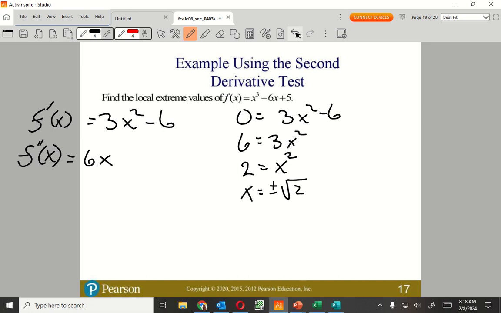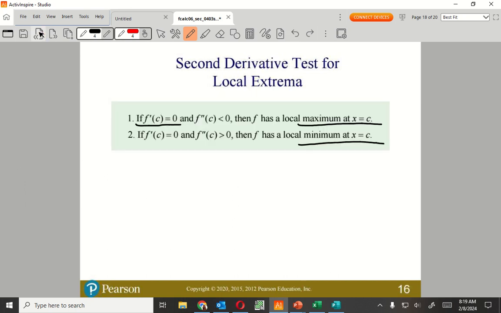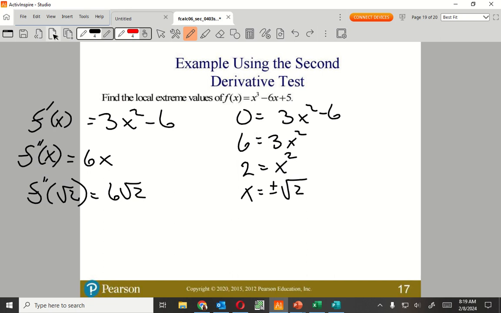Right? Okay. So, according to the derivative test, I just need to plug in the values that I had for my first. So f double prime of positive rad 2 is going to give me 6 rad 2. According to the test, when I plug it in, if it is greater than 0, then I have a local minimum. So I have a minimum there because these numbers are positive.